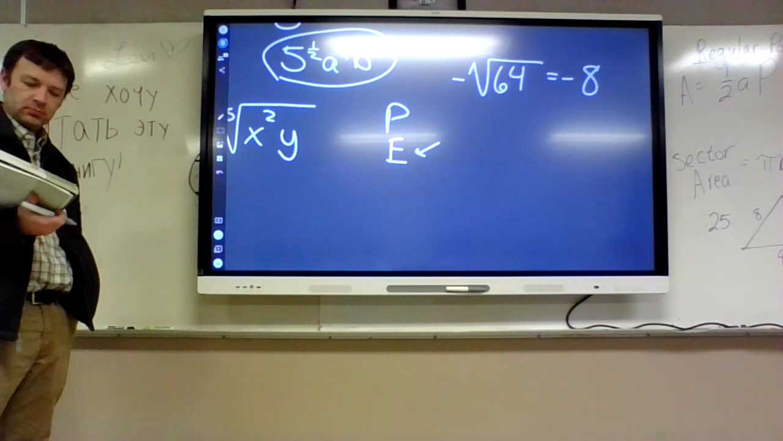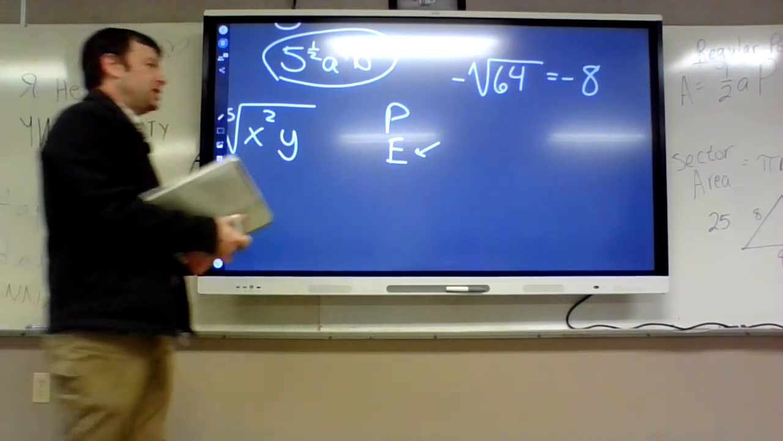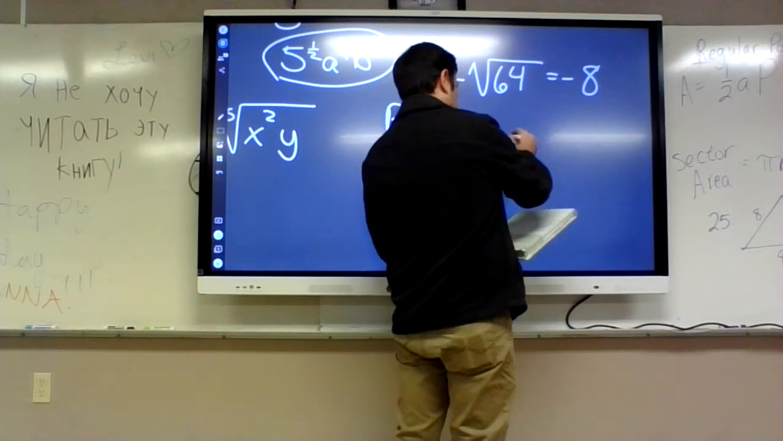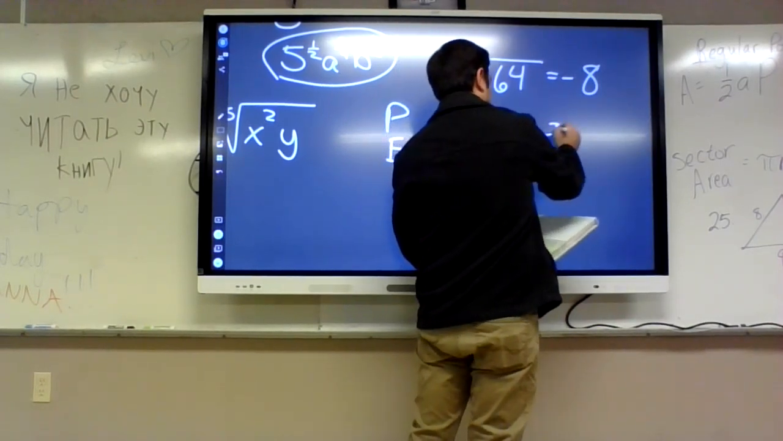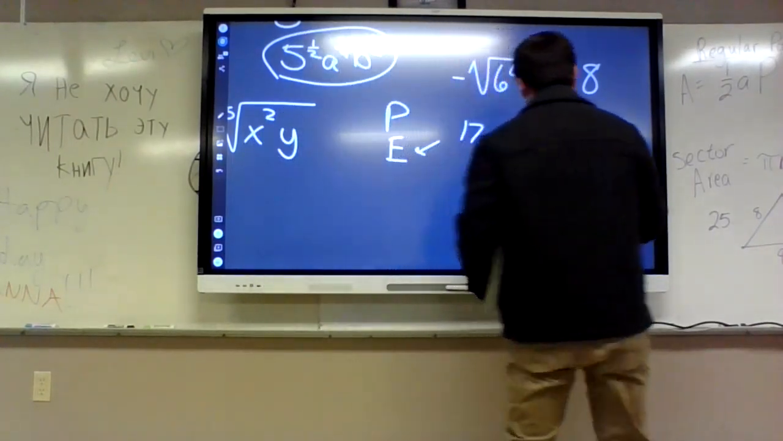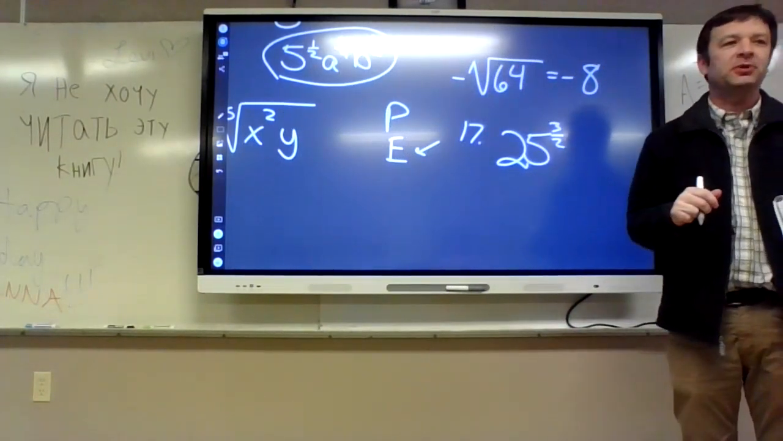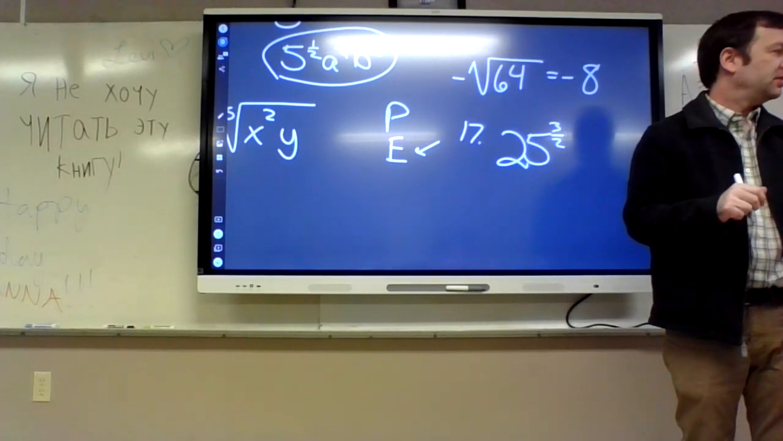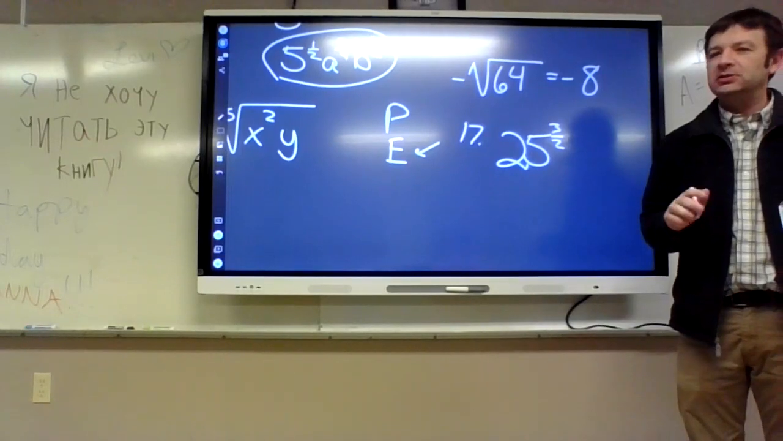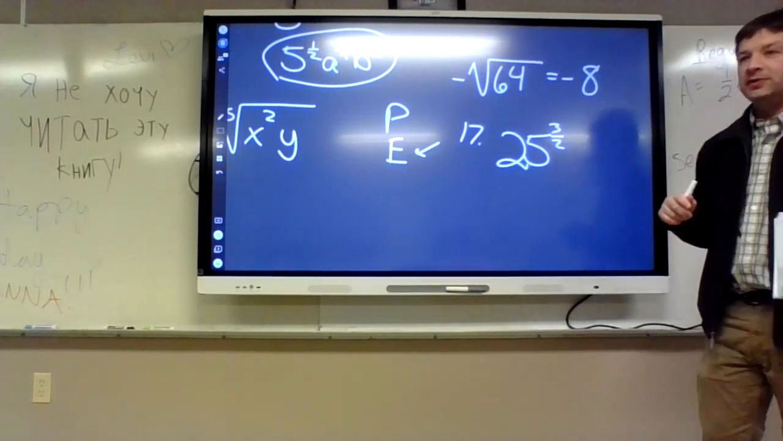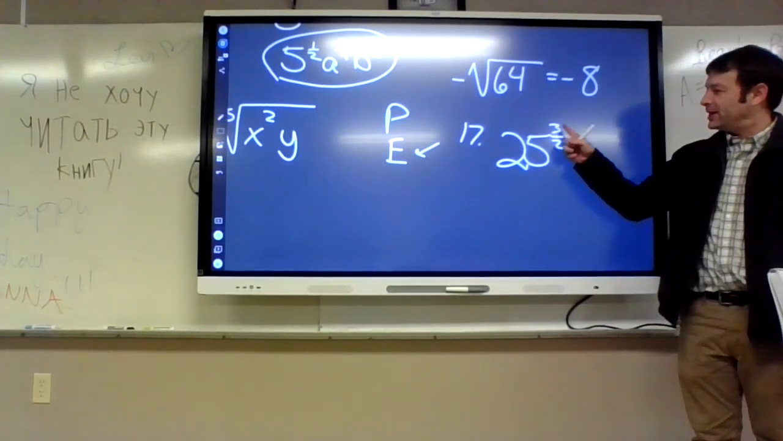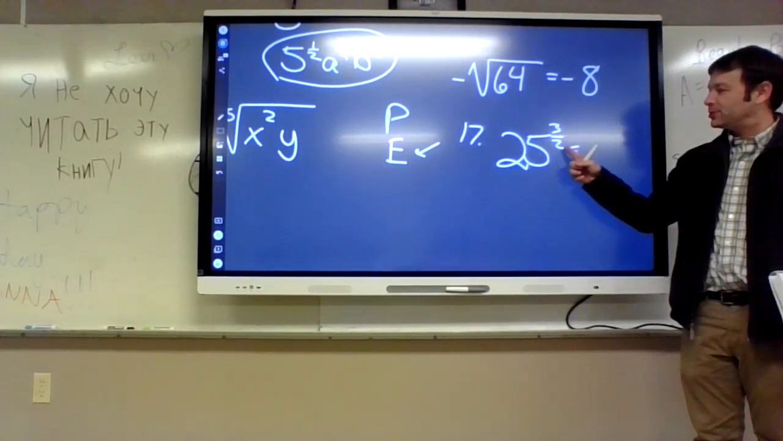Okay, 17. I will probably put a few of these on here. You can just plug that in your calculator. There's not a calculator that can't do that in here. So basically, guys, this means 25 cubed and the square root of that.